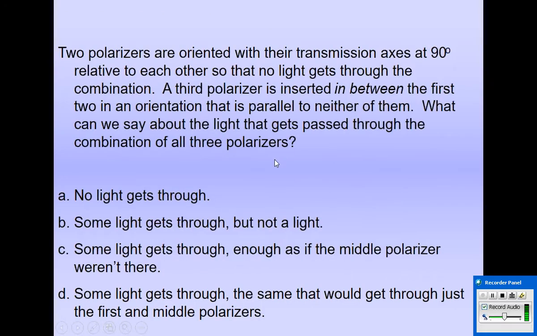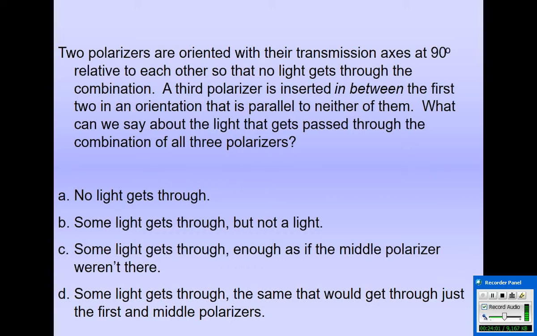Now take a look at this conceptual question. We have two polarizers, and their transmission axes are at 90 degrees with respect to each other. So unpolarized light passes through the first polarizer, but now the polarization of the exiting light is at 90 degrees with the transmission axis of the second polarizer. The cosine of 90 is 0, so according to Malus's law, no light gets through the second polarizer. So if we treat these polarizers as ideal, that's accurate.